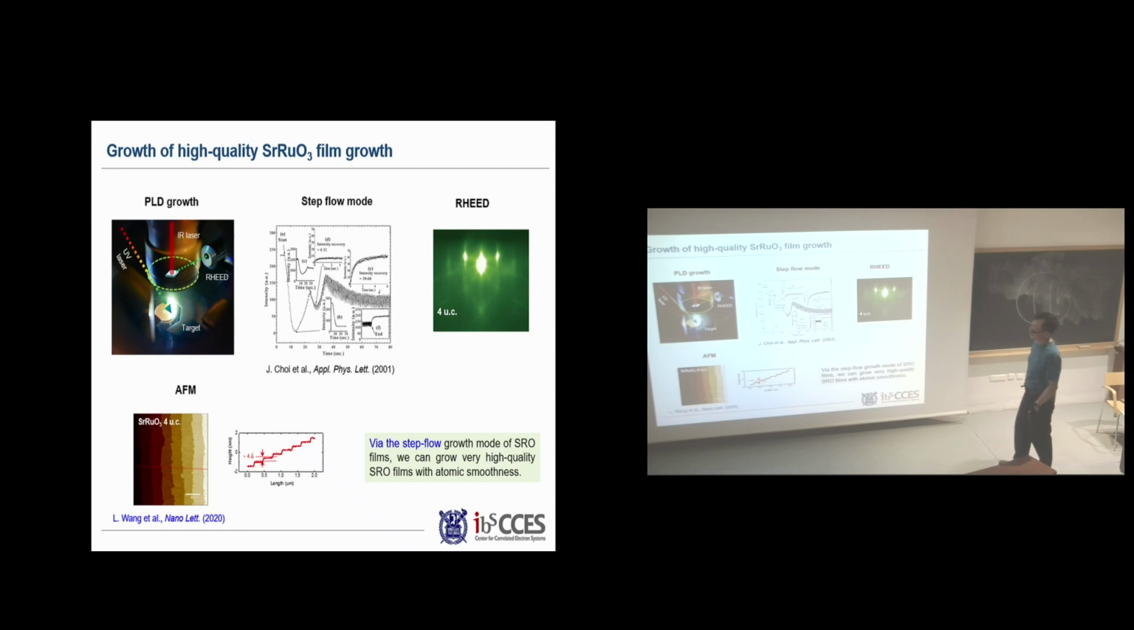But anyway, for strontium ruthenate, one of the good reasons is that it has a step flow mode, so we can really grow high quality thin films. So this is a LEED pattern, and if you look at the AFM, it has atomically smooth surfaces. So this is an ideal system for ARPES, because in order to measure ARPES, you need a very, very smooth surface. They call this ARPES-smooth surfaces. For strontium ruthenate, it's relatively easy to reach that kind of limit.